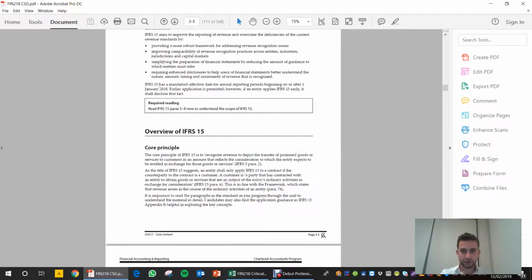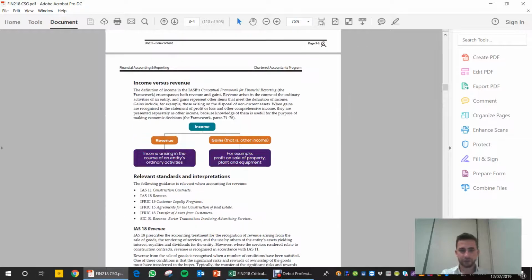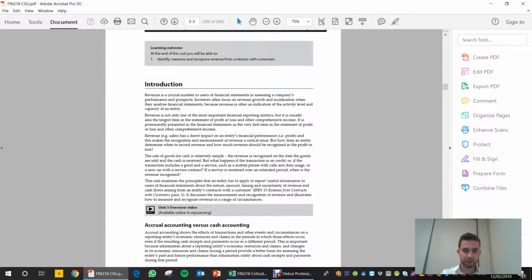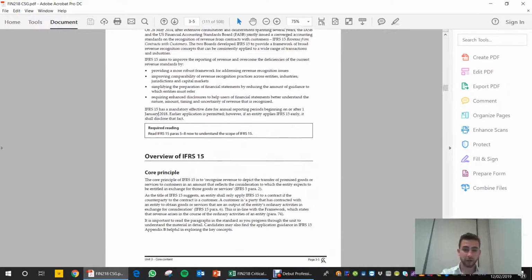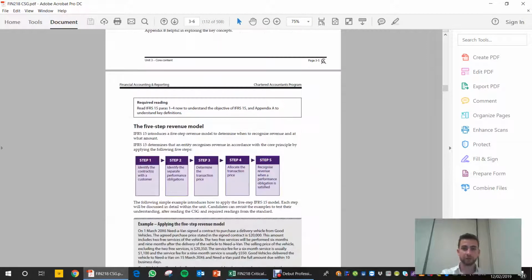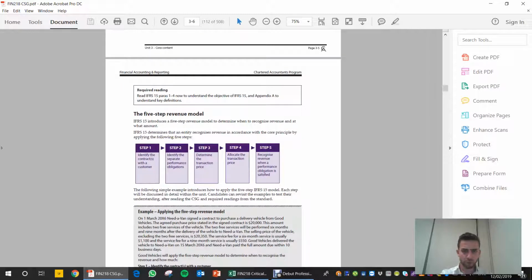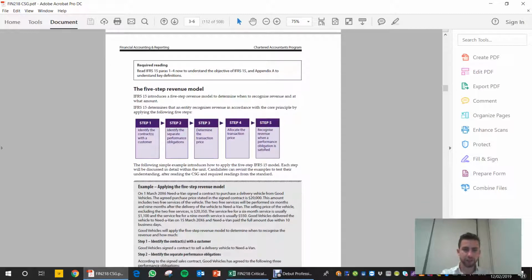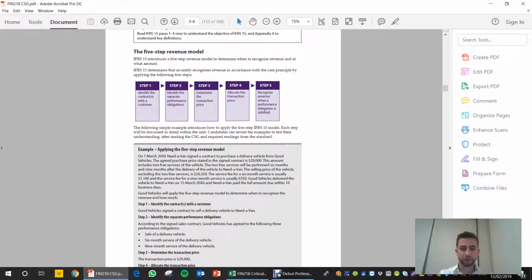So I found this quite a confusing standard, at least in the way that it's laid out. But I am actually going to be going off the CSG simply because I've got so many different examples to really explain that concept to you. And once you understand the concept, you can refer back to the notes again. What the new standard really does is it introduces this 5-step revenue model. You basically have to follow each of these steps in the scenario to figure out what the correct amount of revenue you have to recognize is.